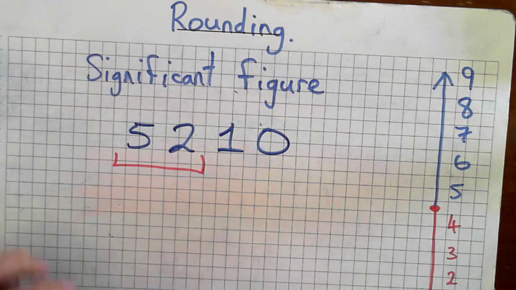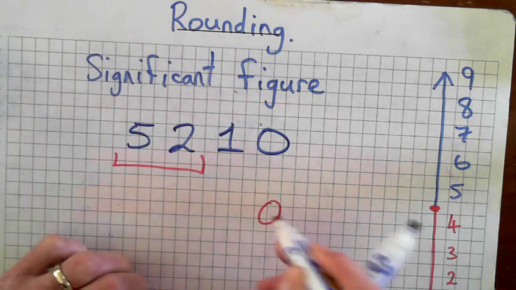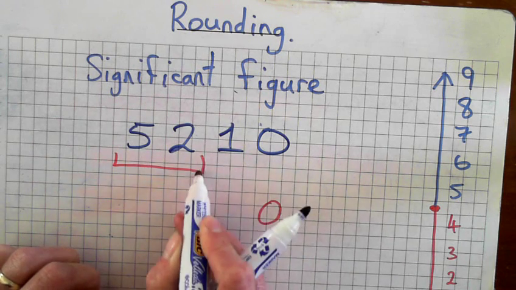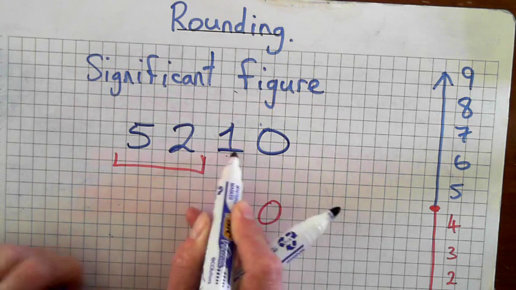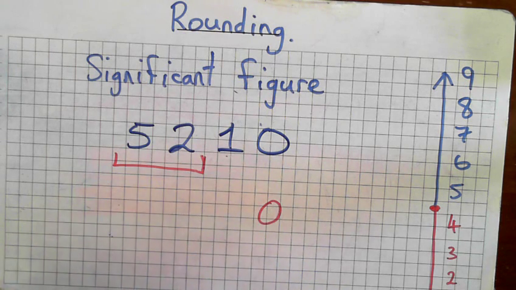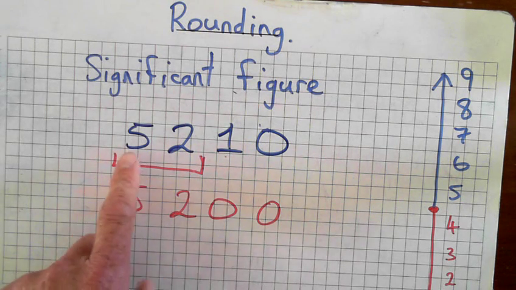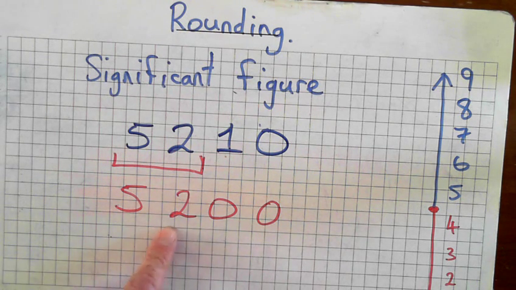So what do I do again? That's already written as a 0. So I look at this number here. This is the number. See where the line ends here? This is the number. 21. Write that to the nearest 10. 20. Now, 5,210 is written to 2 significant figures.